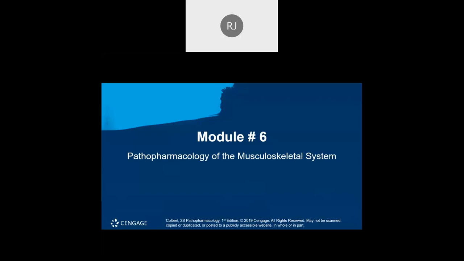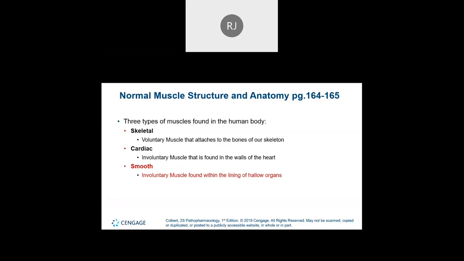Module 6, the pathopharmacology of the musculoskeletal system, starts on page 163. We're going to start off in Module 6 with the 3 types of muscles found in the human body: the skeletal, the cardiac, and the smooth muscles. The skeletal muscles are voluntary muscles that attach to the bones. The cardiac muscles are involuntary muscles found in the walls of the heart, and smooth muscles are involuntary muscles found within the lining of hollow organs.